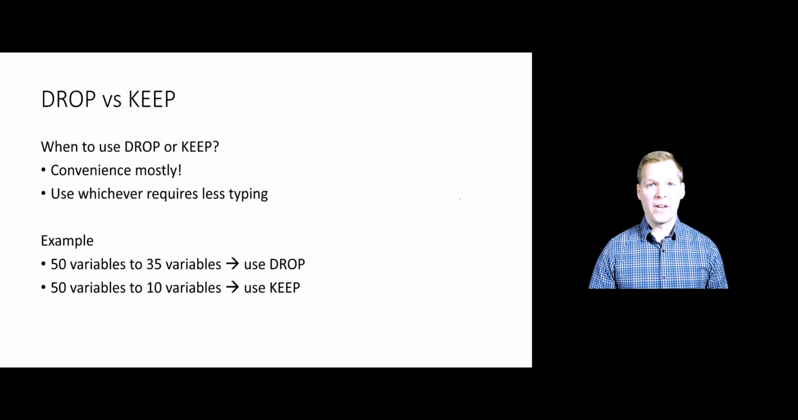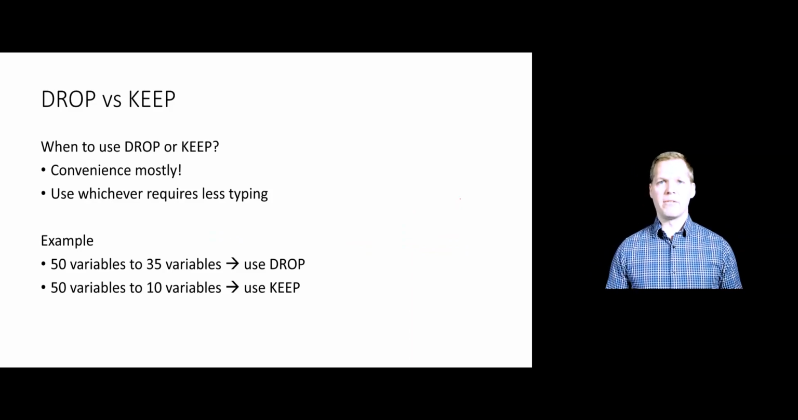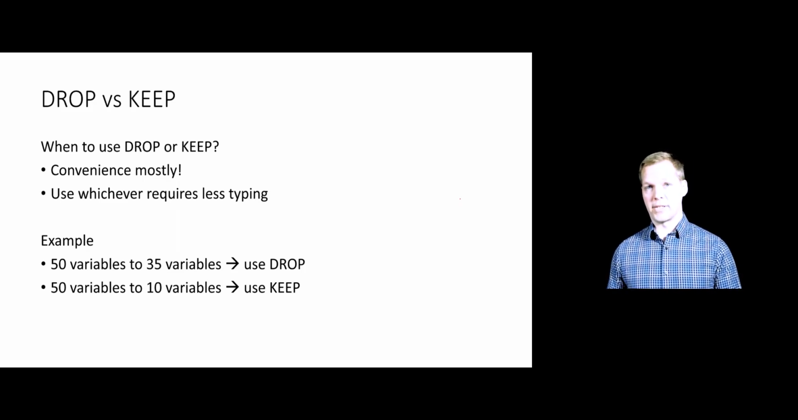You might be asking yourself, well, why are there two options? And when would I use drop versus using keep? Well, basically, you just choose which one is more convenient, whichever one's going to require you to do less typing overall. If you had 50 variables, for instance, and you wanted to end up with a data set that had 35 variables, you'd probably use drop because then you only have to list out 15 variables. If you had 50 variables and you wanted to switch to 10 variables, so you want to drop 40 of them, you don't want to list all 40 variables out when you could use a keep and just list out 10. Really, it's just about convenience.